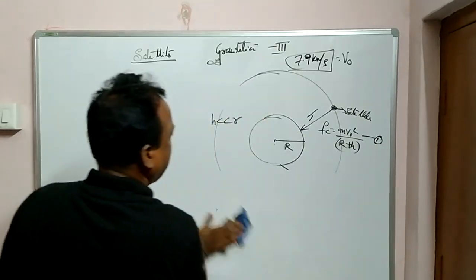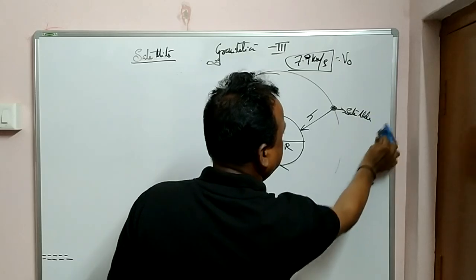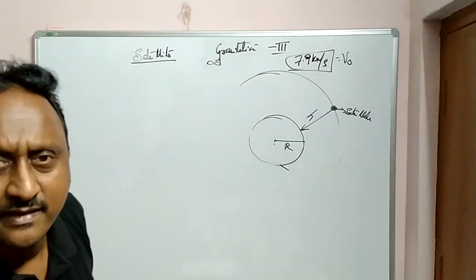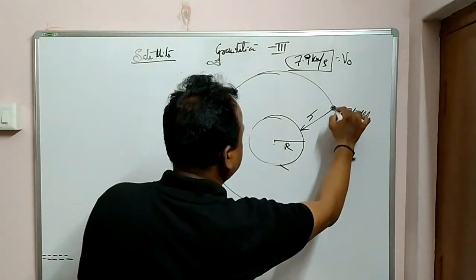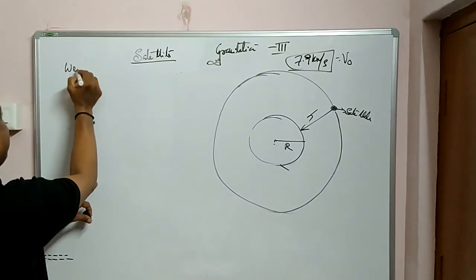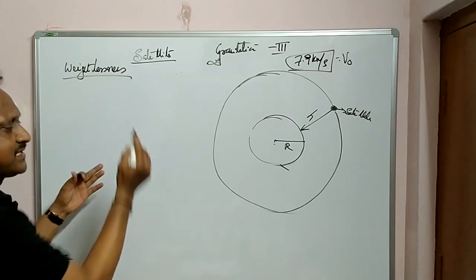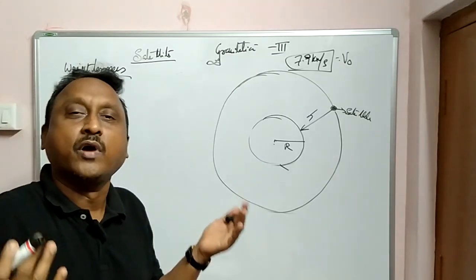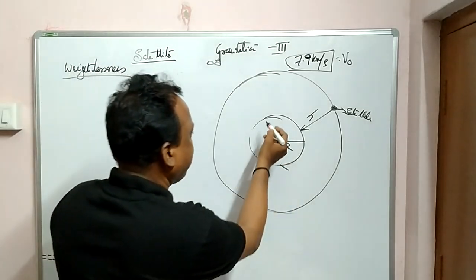Now, as we discussed the satellite, let us discuss weightlessness in the satellite. In a satellite, the astronauts will feel weightlessness. Why? Weightlessness means they feel that there is no weight in them. What does weightlessness mean? Appearing to have no weight. So why they feel weightlessness, we'll try to explain from this figure.